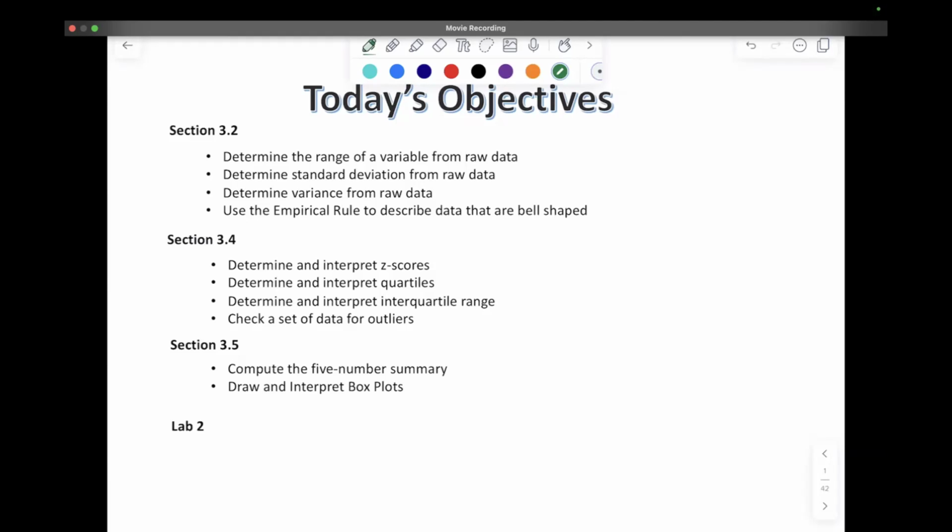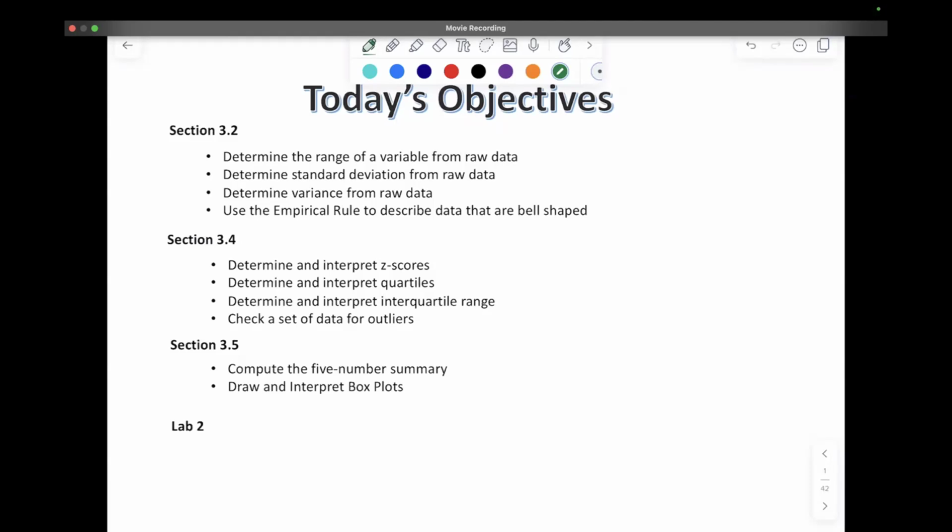So today we're going to do sections 3.2, 3.4, and 3.5. We're going to talk about the range of raw data, which will take all of 30 seconds. We're going to talk about standard deviation. So I'm going to show you how to calculate standard deviation by hand. It is a bit crazy and a very long process. But then after that, I will show you a fancy schmancy calculator function that will do it for you.